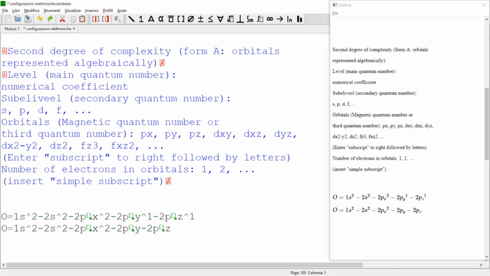We recommend adopting the convention of not writing the number 1 to denote a single electron in an orbital. Here is an example. O equals 1s simple power 2, hyphen, 2s power 2, hyphen, 2p subscript x power 2, hyphen, 2p subscript y, hyphen, 2p subscript z.